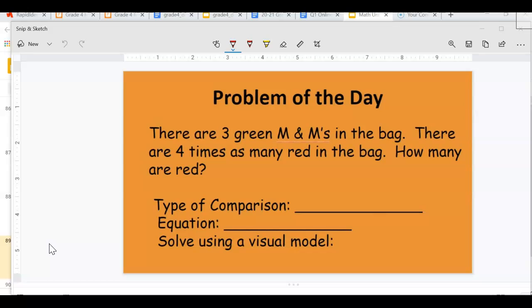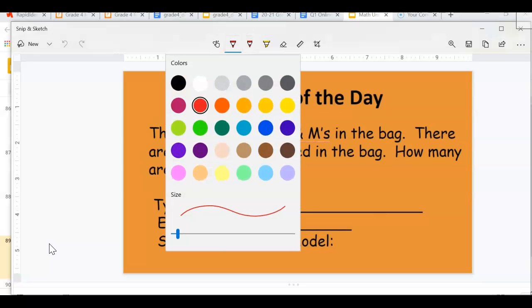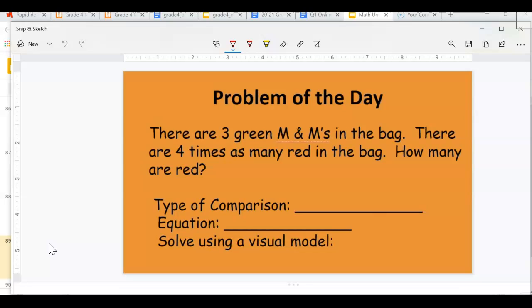So we're going to use our cubes strategy to help us solve this particular problem. There are 3 green M&Ms in the bag. There are 4 times as many red in the bag. How many are red? So we're going to circle all of our key numbers. 3 green, 4 times as many. Remember that key phrase, times as many. And our question: how many are red? Okay, so times as many should be a clue for you as far as whether it's an additive comparison or a multiplicative comparison.